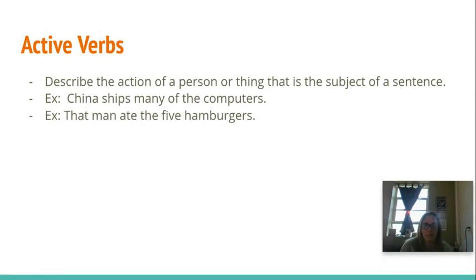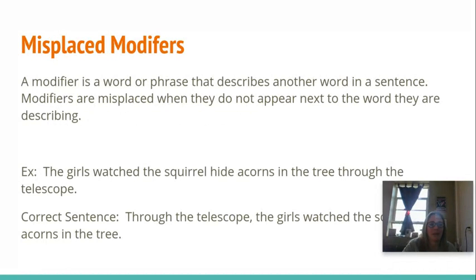And then the other example, 5 hamburgers must have been eaten by the man. Now we know that man ate the 5 hamburgers. Okay, what man? That man right there ate the 5 hamburgers. All right, and one more.